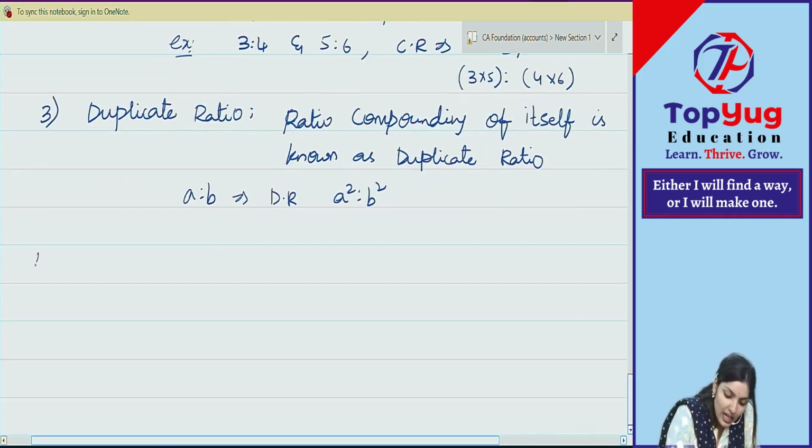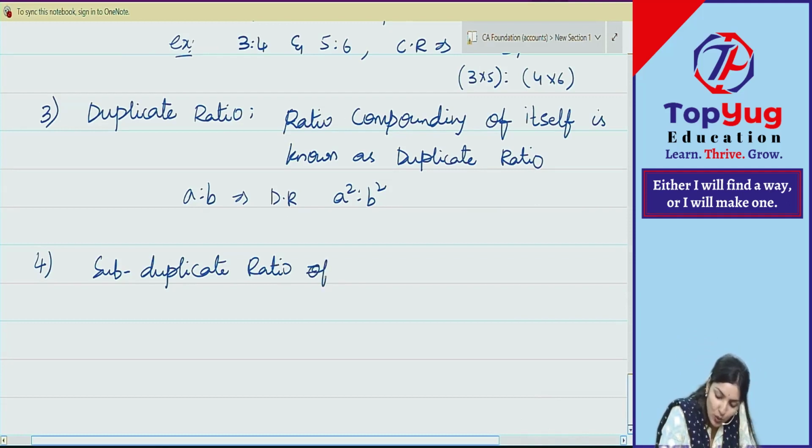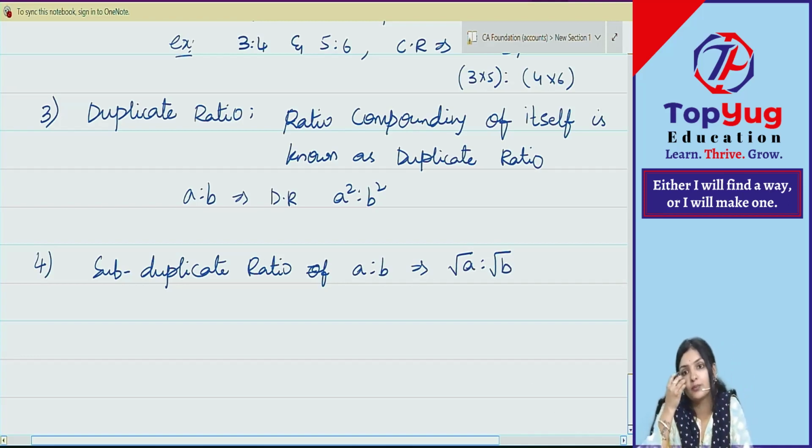Now the next one. Now that duplicate has come, sub duplicate will also come. It's simple. It's like when the husband comes, the wife also comes behind. You have to invite her, right? So sub duplicate ratio of A is to B would be root A is to root B. There you are squaring; here you are square rooting. Squaring, square rooting. Okay.